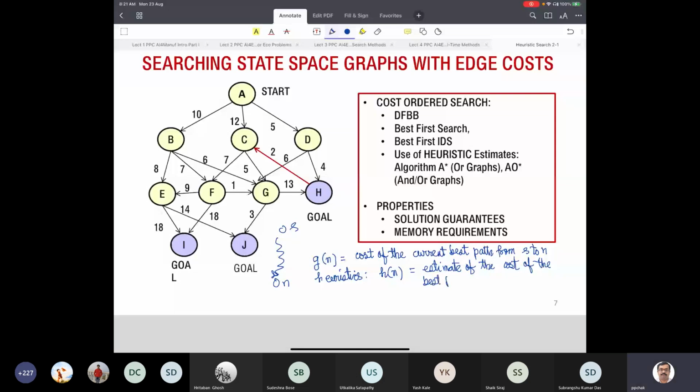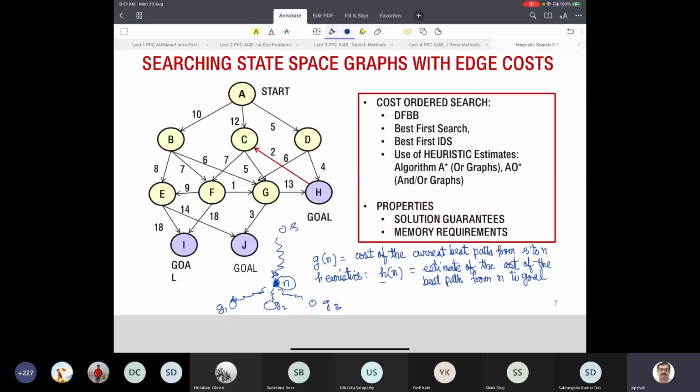That means if there are many goal nodes G1, G2, G3, obviously from n I do not have the actual path from n to goal. If I did, then there was nothing to search. I would know exactly how to go. So I have estimates of the cost of the best path from n to goal. So these estimates are called heuristic estimates.